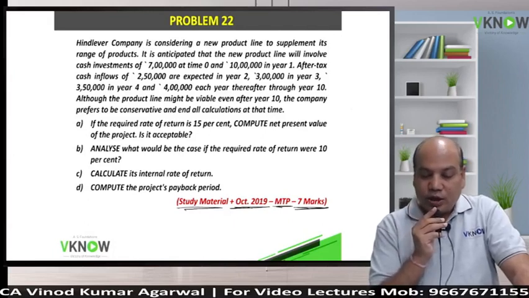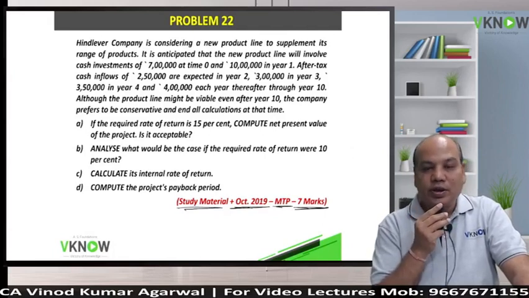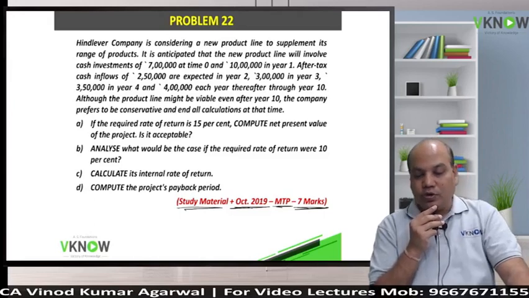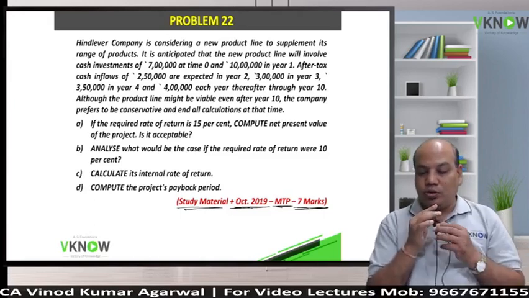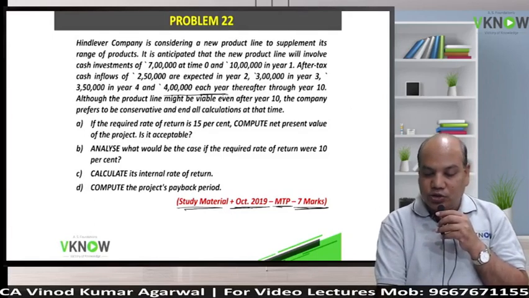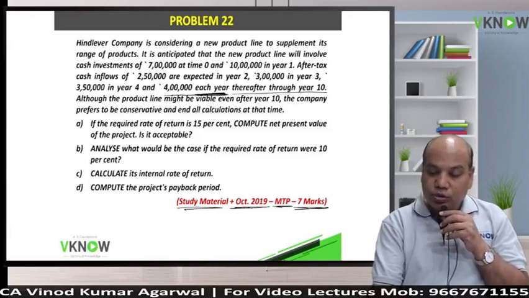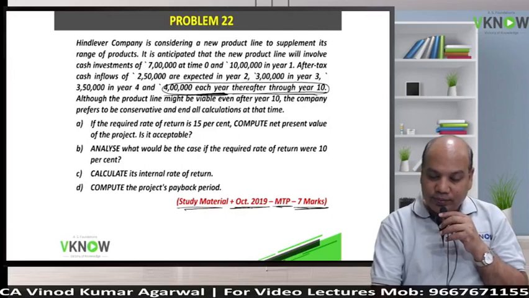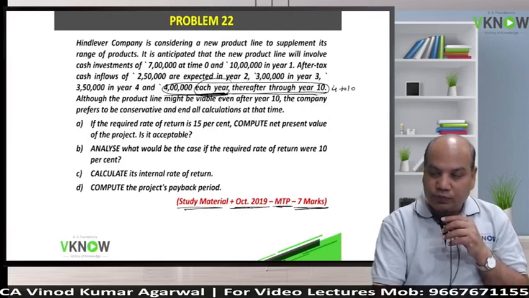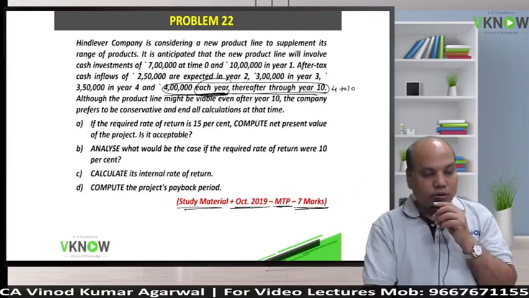After tax cash flow of 2,50,000 are expected in year 2, 3 lakh in year 3, 3,50,000 in year 4 and 4 lakh each year thereafter through year 10. Now what do you mean by this line? 4 lakh each year thereafter through year 10. What does that mean? It means 4 to 10 years. Each year 4, 5, 6, 7, 8, 9, 10. The cash flow after tax will be 4 lakh rupees.